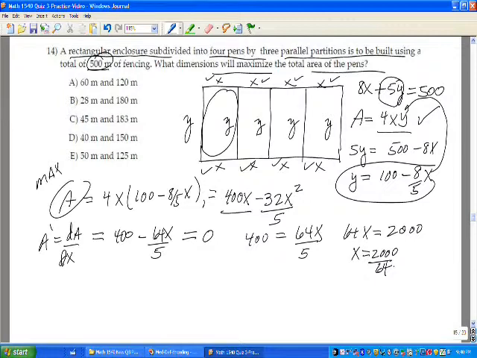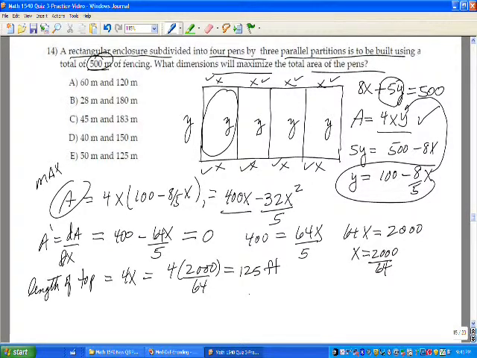Now, the length of the top then will be equal to 4x. And so that's equal to 4 times 2000 over 64. And if you calculate, that's 125 meters.